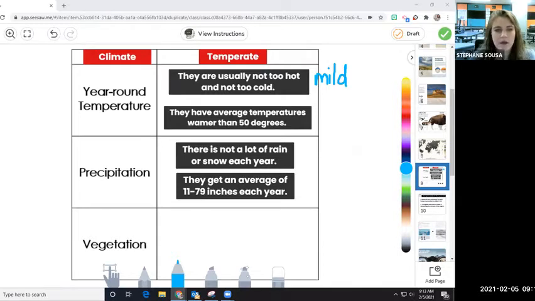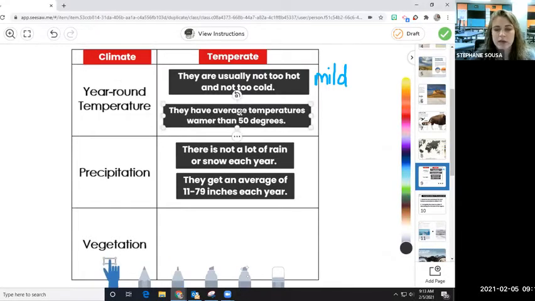All right. They have average temperatures warmer than 50 degrees. So when you think about most of our time, the fall, the summer, and the spring, it's usually warmer than 50 degrees. In the winter time, we do get colder, okay? But most of the time, it's warmer than 50 degrees. So that's about average. It's not hot, it's not super cold. Most of the time, it's okay, all right?